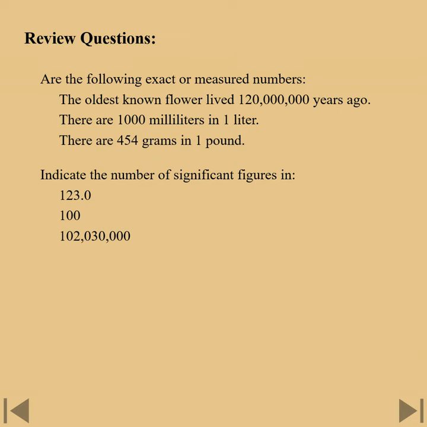102,030,000 has how many significant figures? And that would be 5. The 1, the 0, the 2, the 0, and the 3. Those 4 zeros at the end are placement zeros telling us just how big the number is. And in 0.00010 we have 2, the 1 and the 0 at the end. The zeros at the beginning are telling us how big the number is.